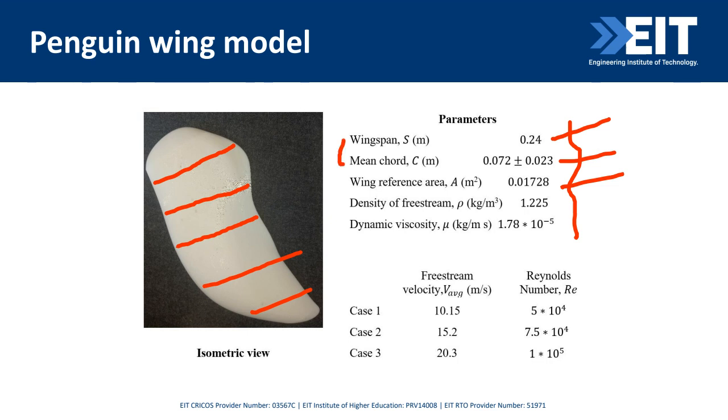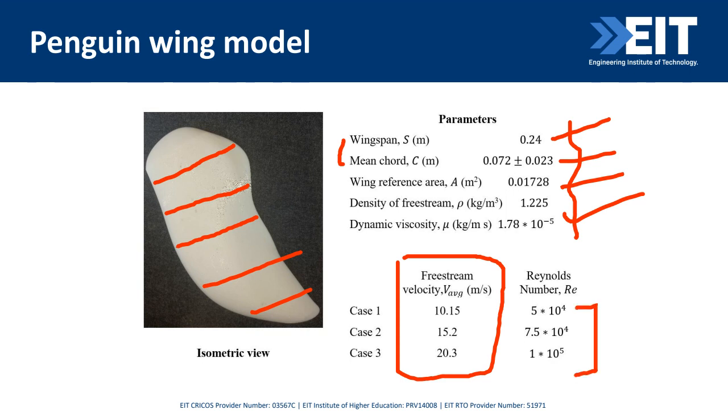And these are the 3 cases of air velocity. Because of that, the generated Reynolds number was in the range of 10 to the power 4 to 10 to the power 5, which is the range for MAVs, micro aerial vehicles. So the target was to perform the numerical simulation and validate the result of numerical simulation with the wind tunnel data in the range of MAVs.